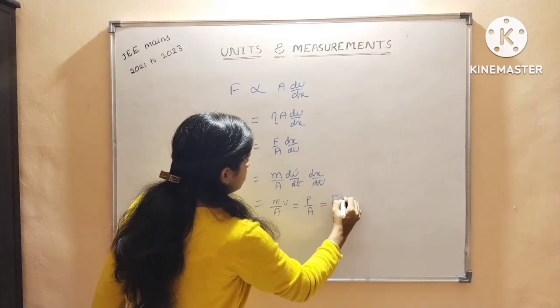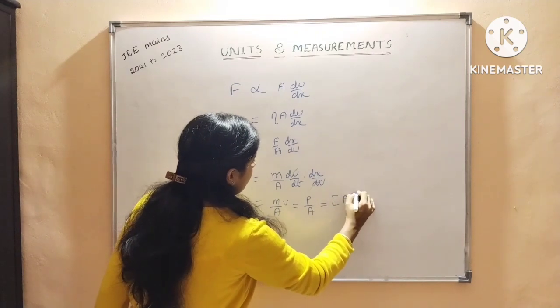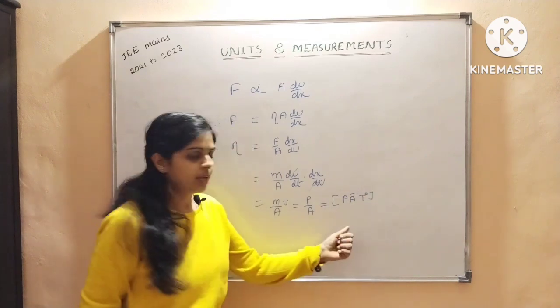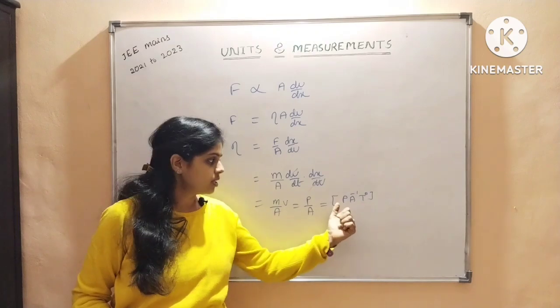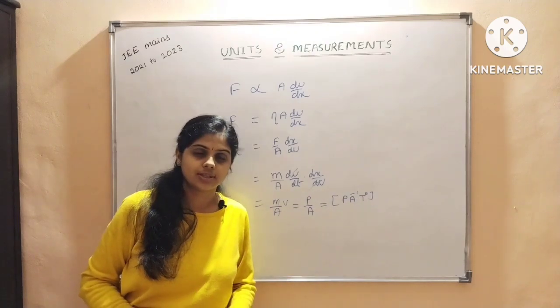Therefore, the dimension is p, a power minus 1, t power 0. Therefore, the dimension of the coefficient of viscosity in terms of momentum, area and time is p, a power minus 1, t power 0.